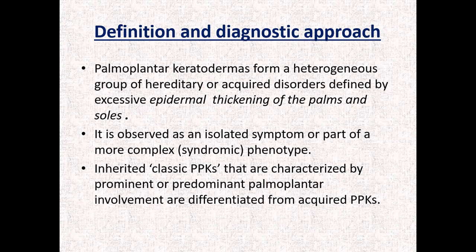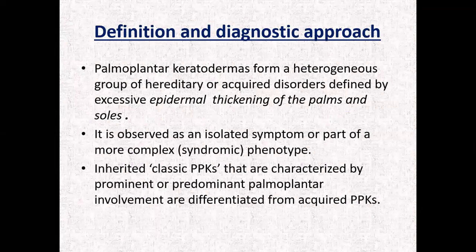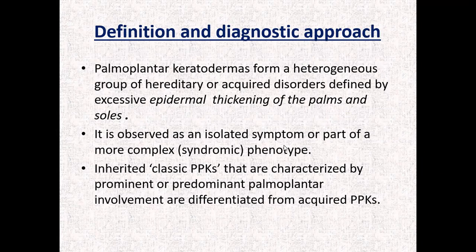Inherited classical palmoplantar keratodermas are characterized by prominent and predominant palmoplantar involvement that are differentiated from acquired palmoplantar keratodermas. So usually the hereditary or inherited palmoplantar keratodermas are present since early life. And acquired palmoplantar keratodermas, of course, are acquired later on due to different causes, which we will be discussing today.